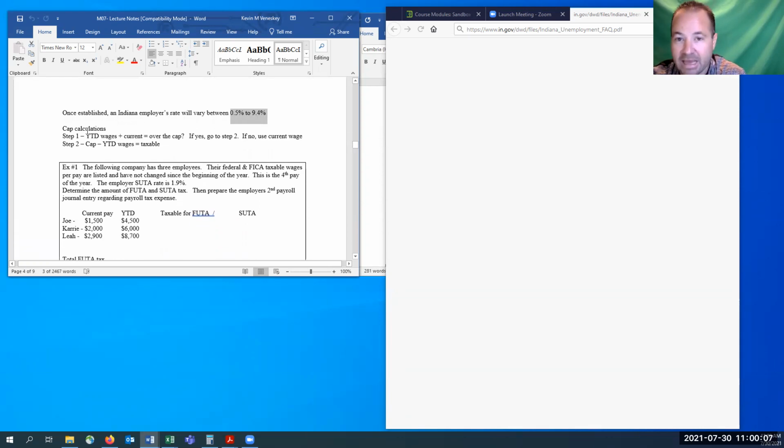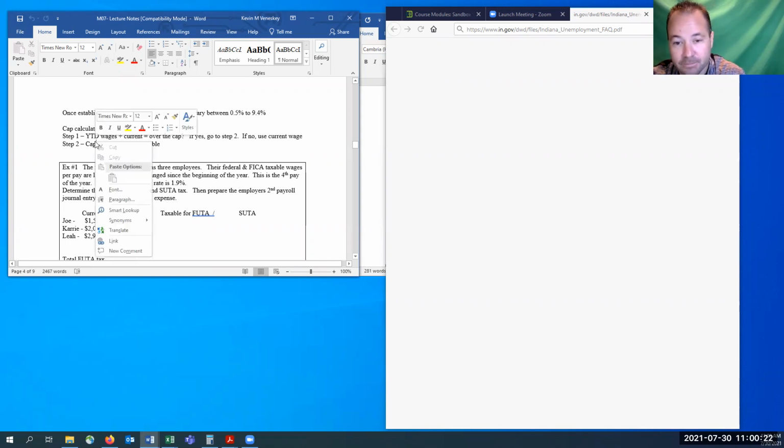Okay, same cap calculations as we did with Social Security. Remember, all you do is take your step one, take your prior wages plus your current wages, and then you answer yes or no. Are you over the cap or not? And if you are, you go down to step two. You take your cap. This is for FUTA or SUTA. So depending on what the cap is going to be, 7,000 or 9,500 minus what you've made. And that's what's left is taxable.